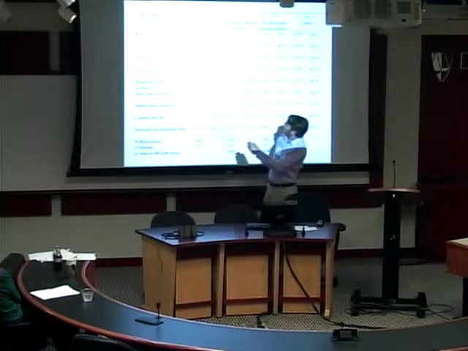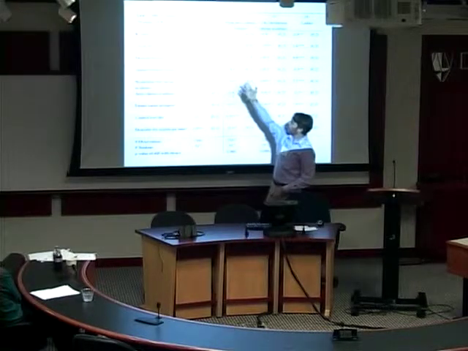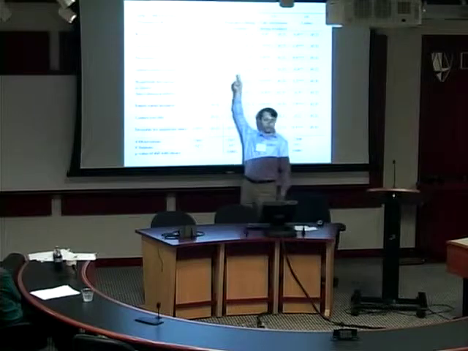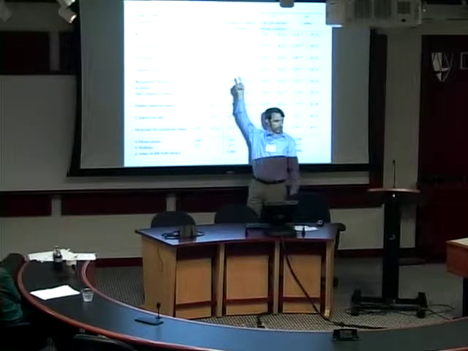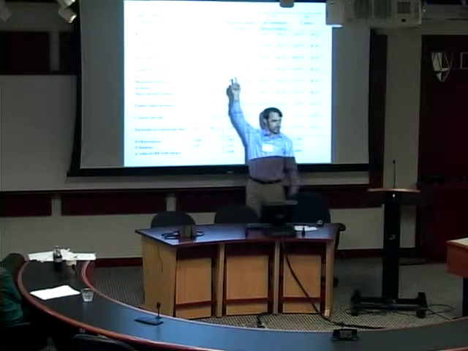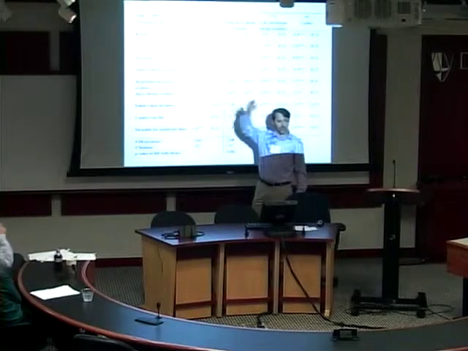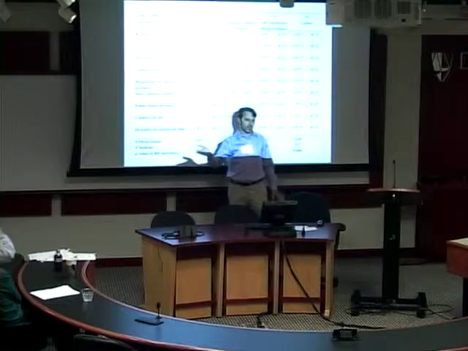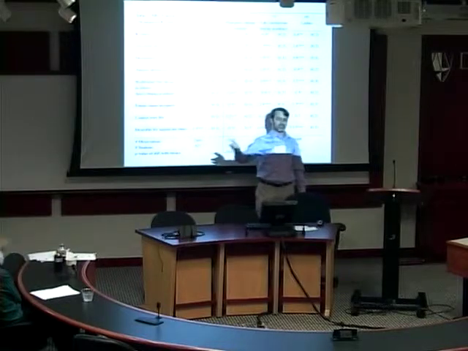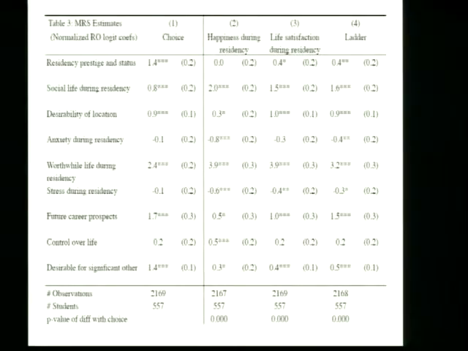Okay, so for prestige and status, we would say that the SWB-based estimates underweight the importance of prestige and status. People knowingly, deliberately say, it won't make me happier, I'm still going to choose it. And we have the opposite here. So second line, social life during the residency. People think that it will make them actually happier during the residency. Makes sense. But they give it much less weight in choice. So some things are overweighted in anticipated SWB relative to choice, and some things are underweighted. One way to look at this graphically, you can look at the whole column and see how different or similar it is.